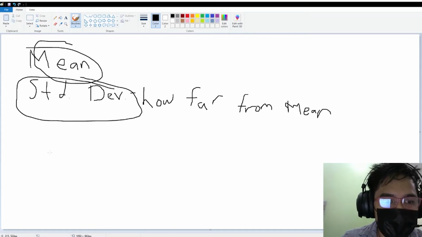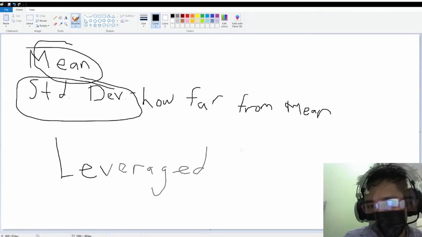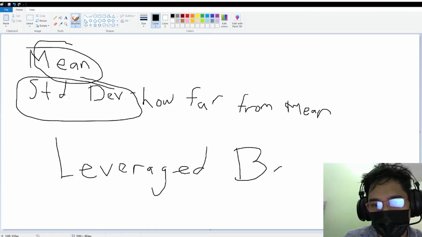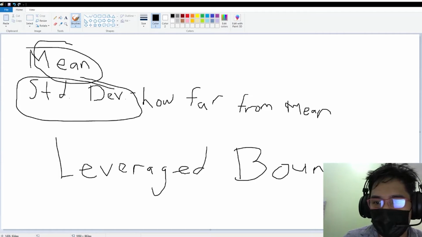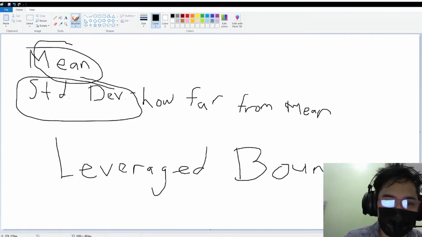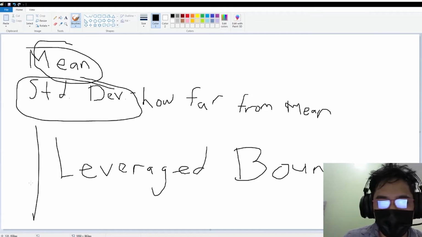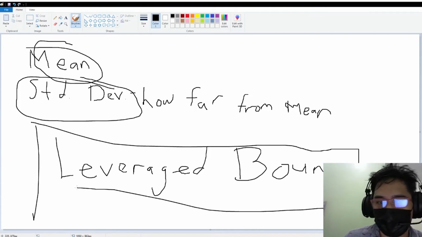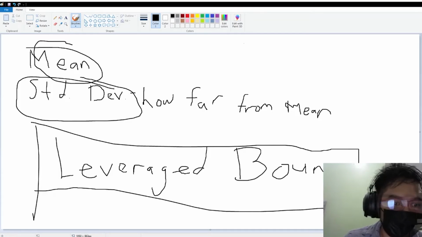We're going to use these terms for our strategy I call leverage bounce. We're going to use some leverage and we're going to trade the index. So how do we do this?